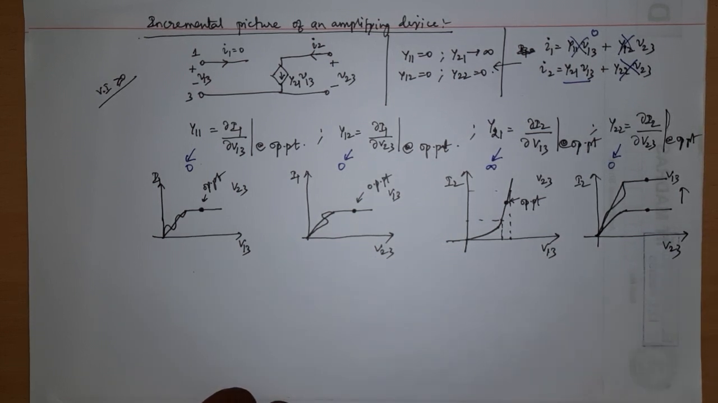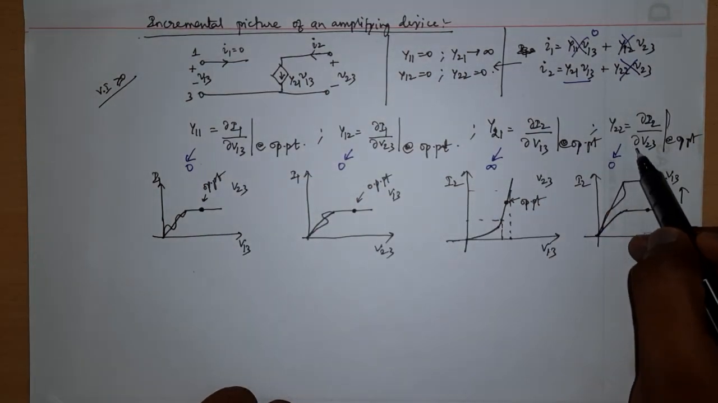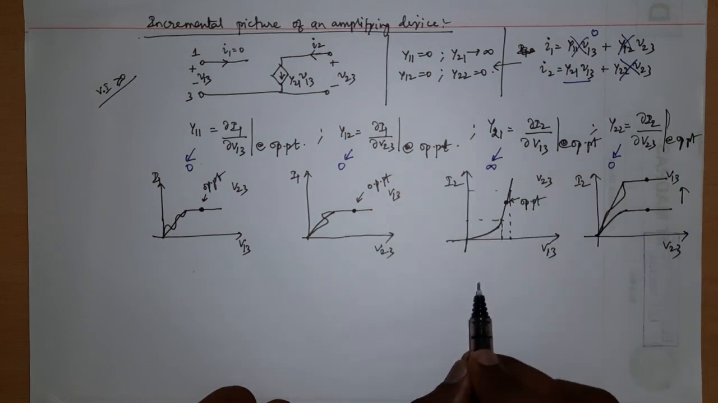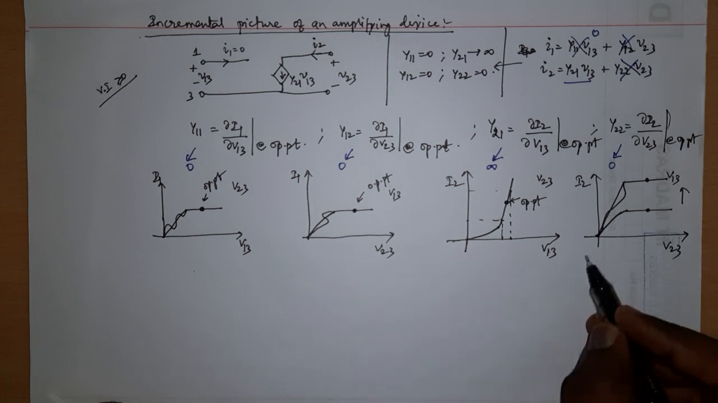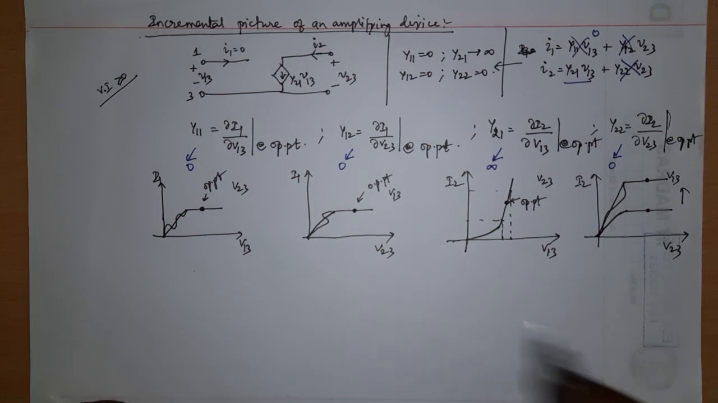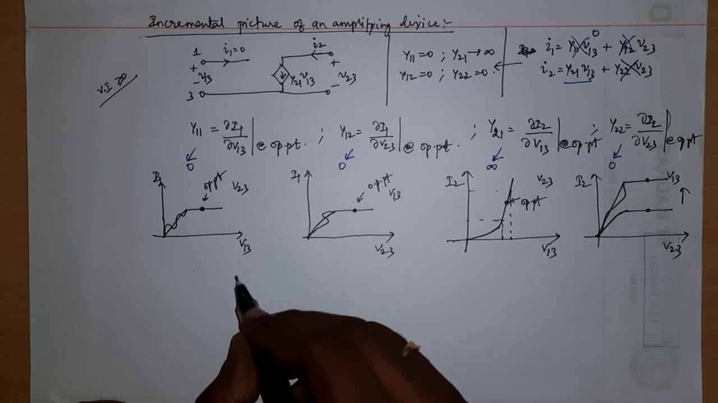So we are interested in the characteristics only around a particular operating point, at which if these conditions are satisfied, then it will act as an amplifier. There are some devices which satisfy these characteristics, which we will be looking at in the rest of the course, and which can be used as amplifying devices.